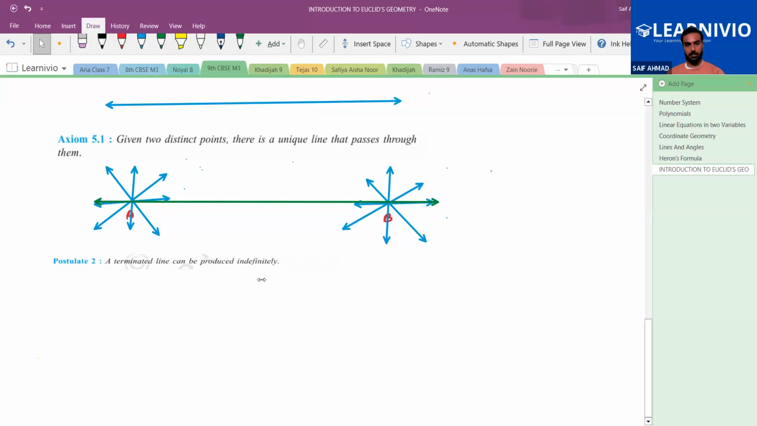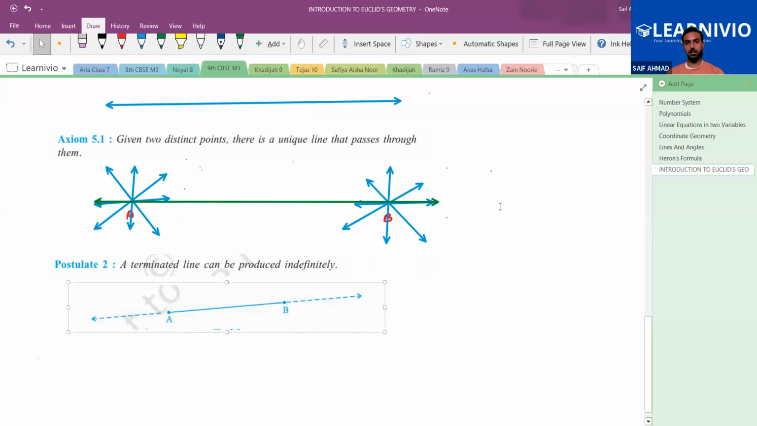A terminated line can be produced indefinitely. You can see this is a terminated line AB. It can be produced on both of the sides, from here to here. You can produce it indefinitely. Understood?